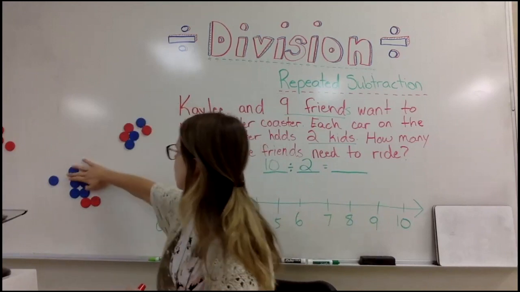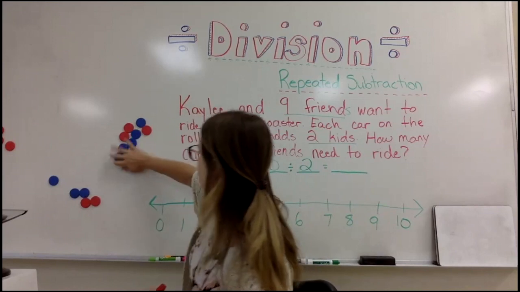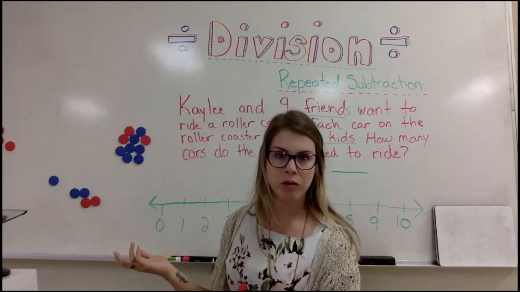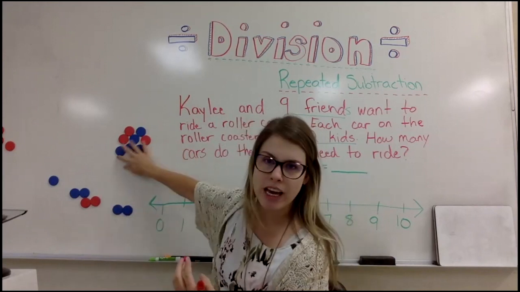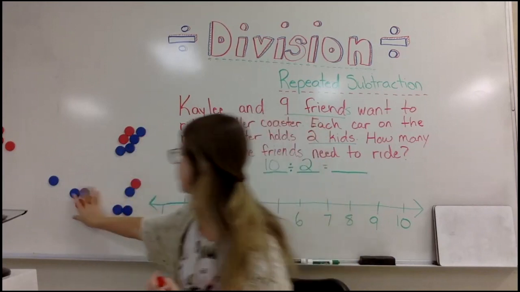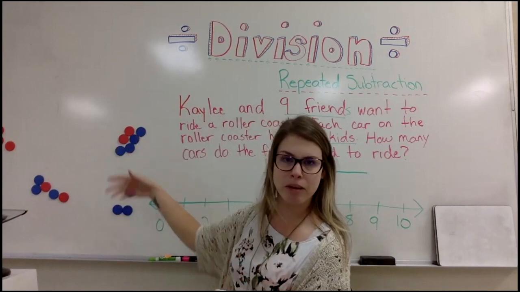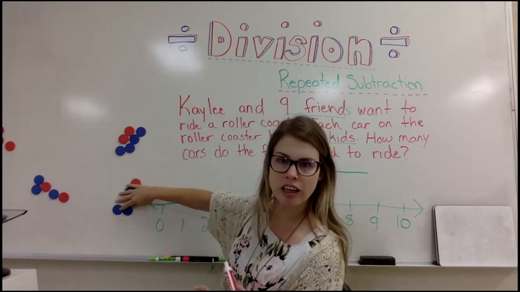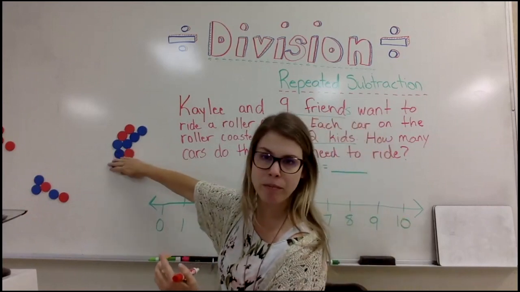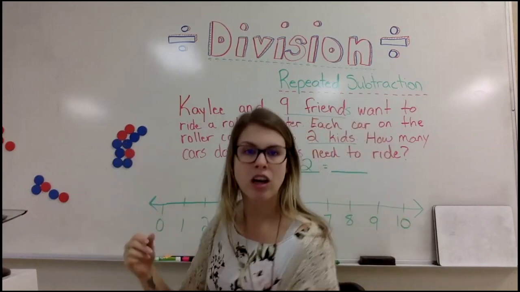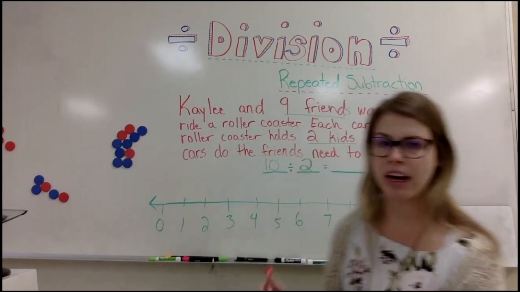2, 4, 6, 8, 10. In order to make my groups, what have we been doing every time? We've been taking out and making a group, taking out and making a group. So this big altogether number is getting smaller. So we are subtracting 2 each time. 2, 2, 2 to make our groups. So we can show that on a number line.